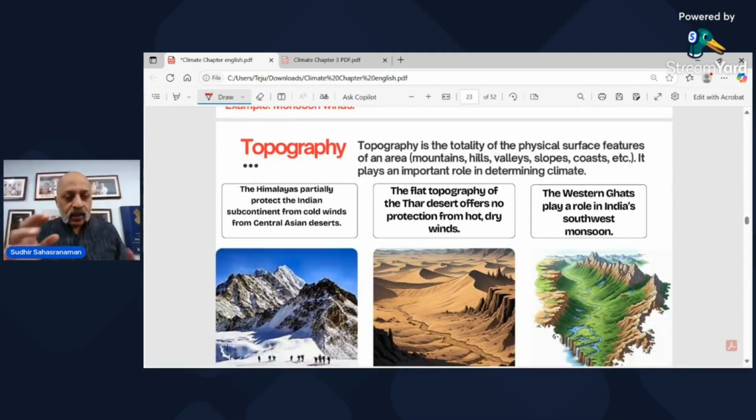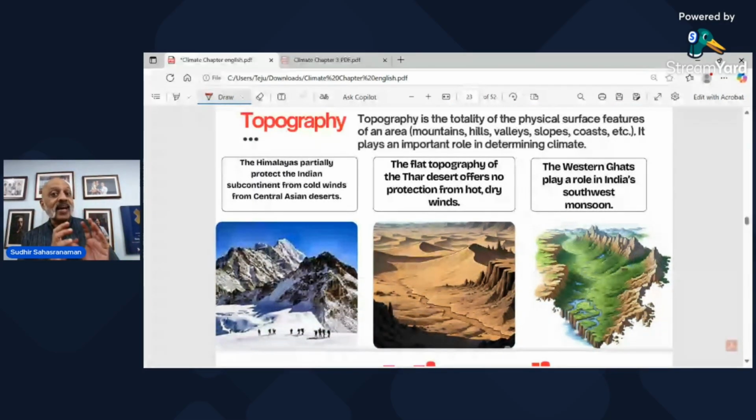Now, let's come to the topography. What exactly is the topography? What's the meaning of the word topography? Topography is essentially the entire physical surface of a particular area, right? For example, if you are a student, let's say in Ooty, that means you live on a hill, right? If you are, let's say, somewhere in Chennai, that means you are by the seaside, or in Mumbai, right? So it is the totality of the physical surface features of an area.